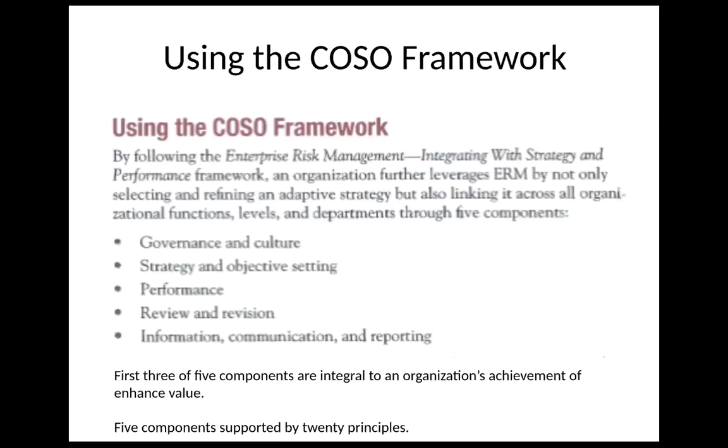And the note in there is that the first three of the five components are integral to an organization's achievement of enhancing value. So the top three: governance and culture, strategy and objective setting, and performance. Those are the key three. Again, from a question standpoint, those are the things you're most likely to see on the exam. And then they don't go into great detail about these, but the five components are actually supported by 20 principles.